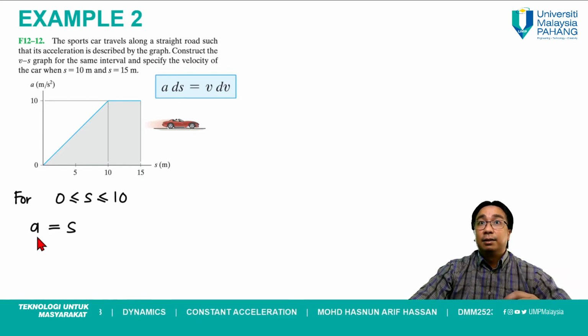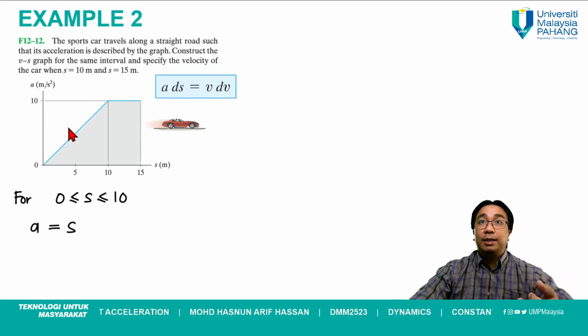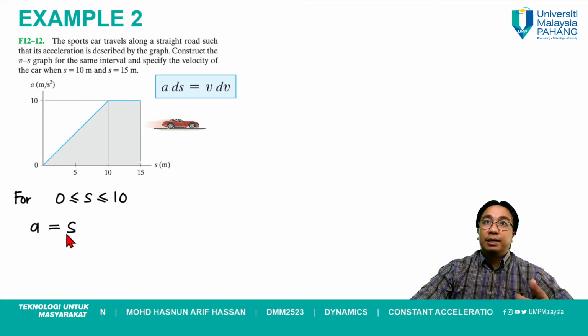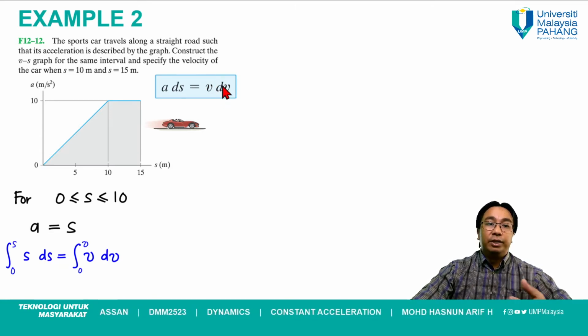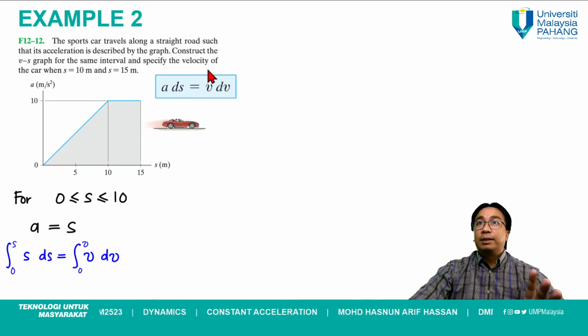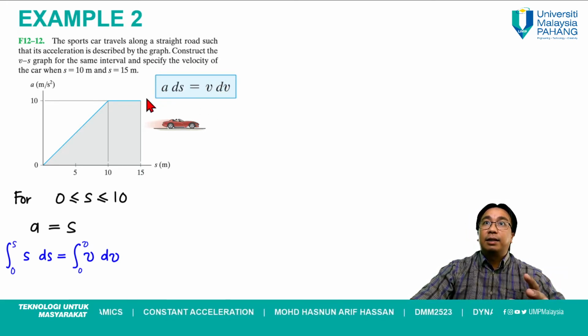How do we get this? Based on our observation of this graph, we can generate this equation: a equals s in the first phase. And what we want here is the velocity. So from here, to get velocity, we have to integrate, so that we can eliminate dv. We want to remove this dv. When we integrate the right hand side, we must also integrate the left hand side.